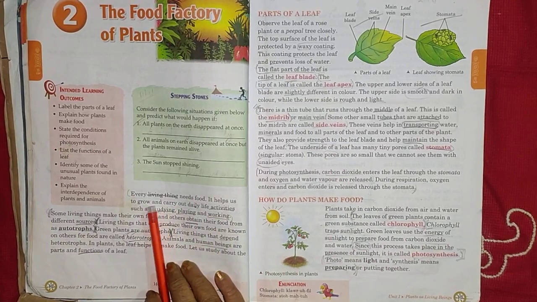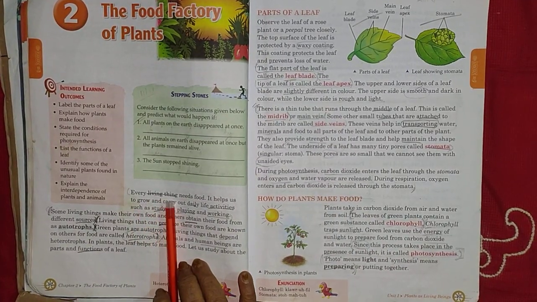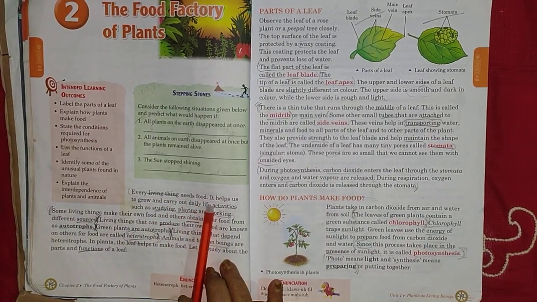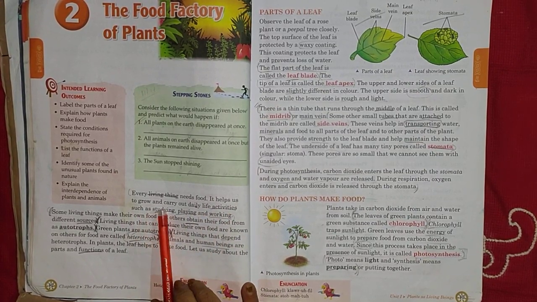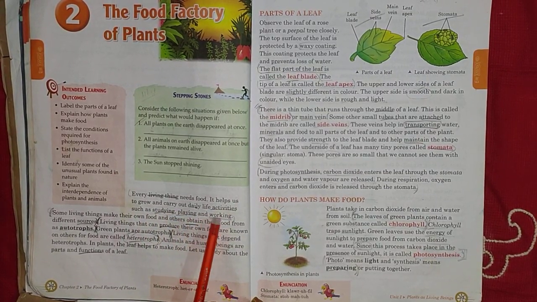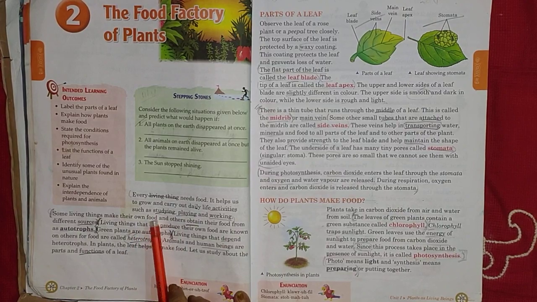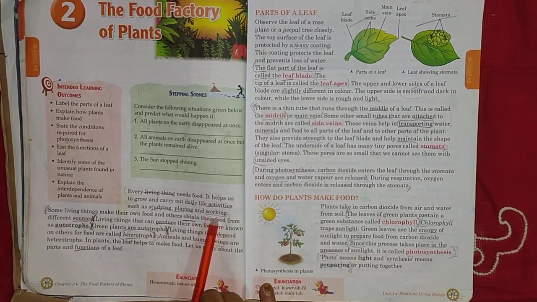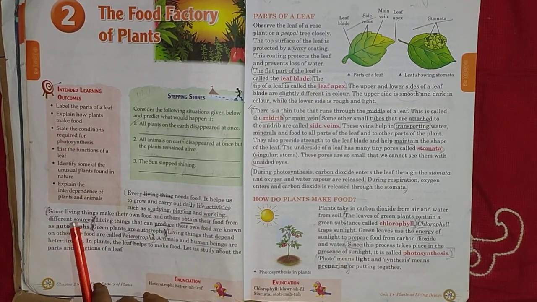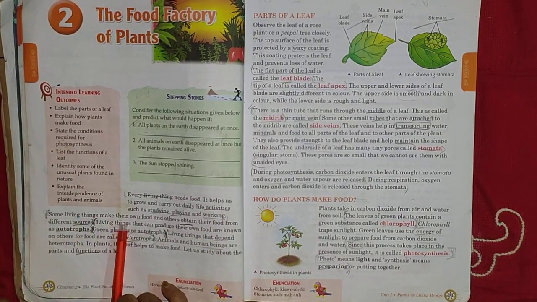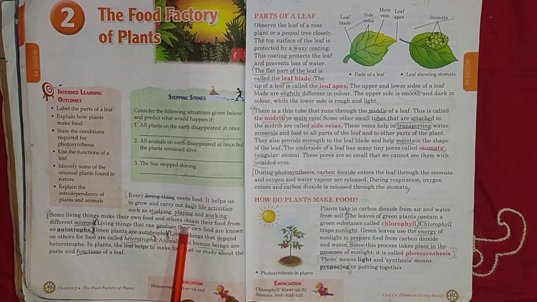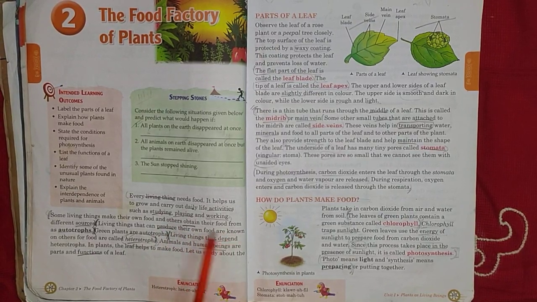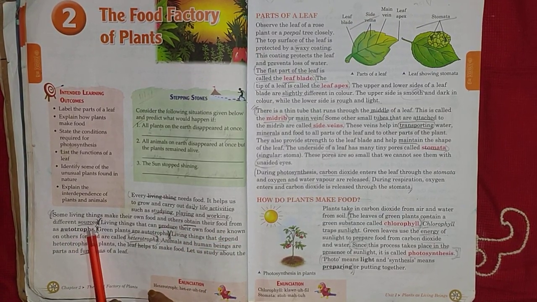Let us start today. Every living thing needs food. It helps us to grow and carry out daily life activities such as studying, playing, and working. Some living things make their own food and others obtain their food from different sources.